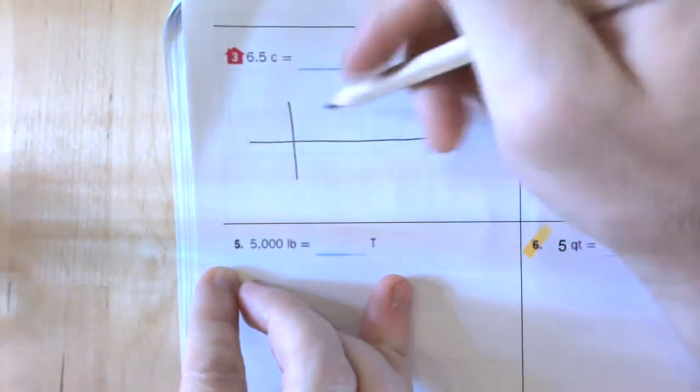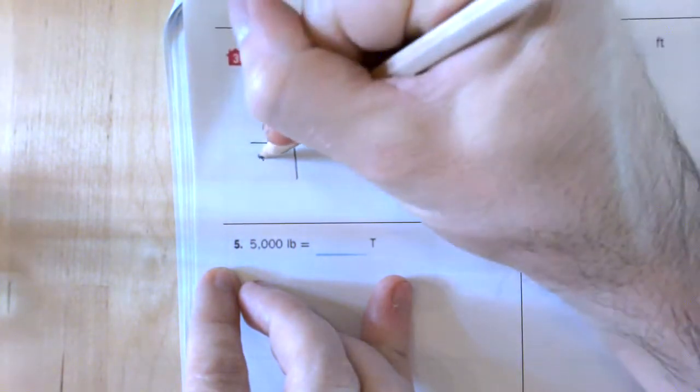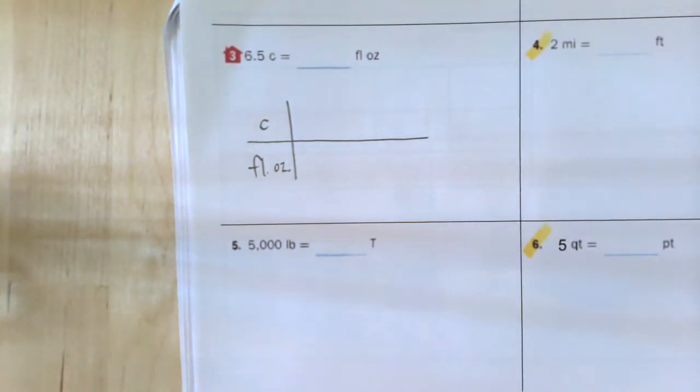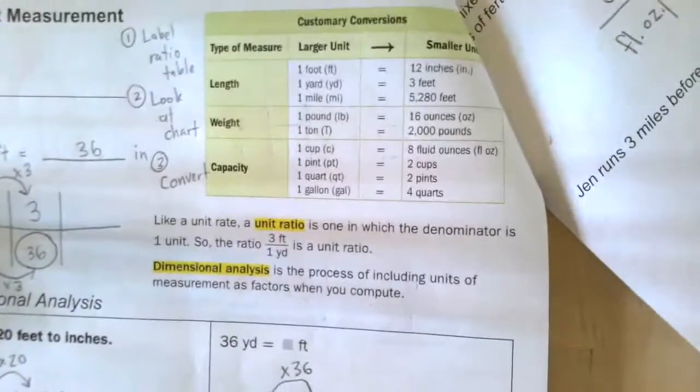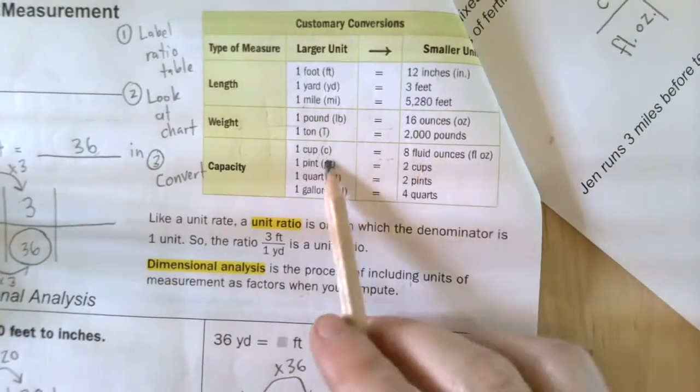3 is we're changing 6.5 cups to fluid ounces. Cups, fluid ounces. Okay, let's check the chart. I have to go back a little bit. I believe it was cups and fluid ounces. Yes, cups, fluid ounces. 1 cup, 8 fluid ounces.